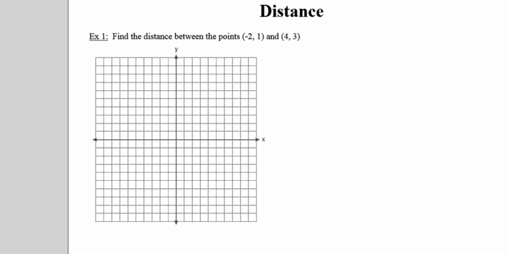All right, so in example 1, they're asking us to find the distance between the 2 points whose coordinates are -2, 1 and 4, 3. And so that I have a good feel for exactly what it is I'm being asked to do here, I'm going to begin by going ahead and plotting those points. So that first green point represents the point whose coordinates are -2, 1. And the second green dot represents the point whose coordinates are 4, 3.